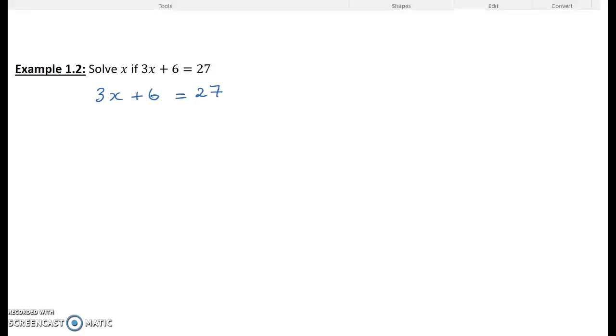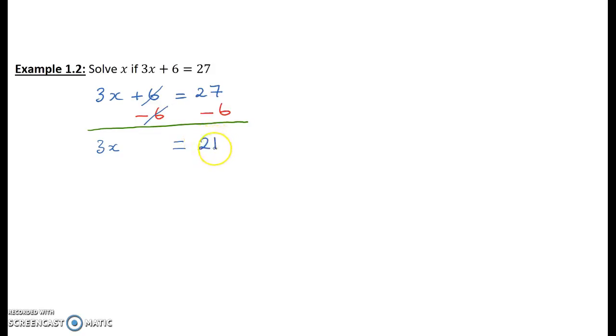Now the catch is that whatever we do to one side of an equation, we have to do the same to the other side. Okay? So first we look for bits that are added on or subtracted, and we deal with those first. So what we're going to do is, with 3x plus 6, we're going to subtract 6. And we're also going to subtract 6 on this side. Okay? And when we do that, that's going to give us 3x. The plus 6 and the minus 6 will cancel out. They go away. 27 minus 6 is 21. So now we have 3x is equal to 21.